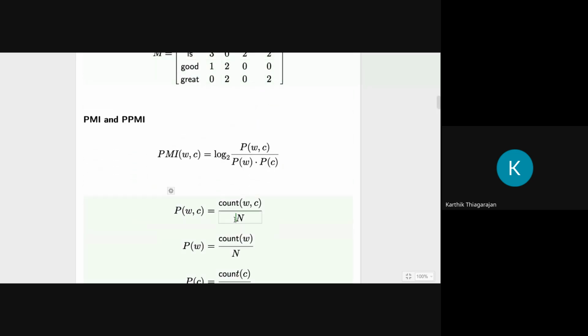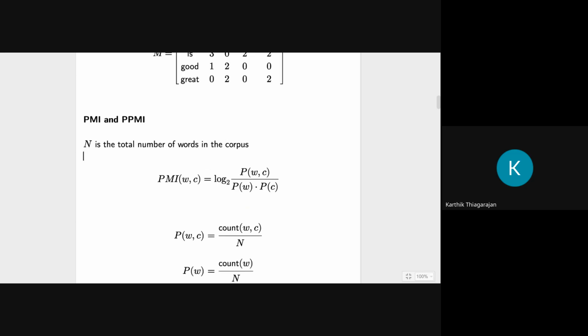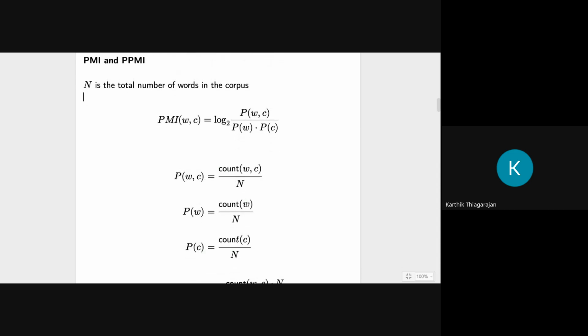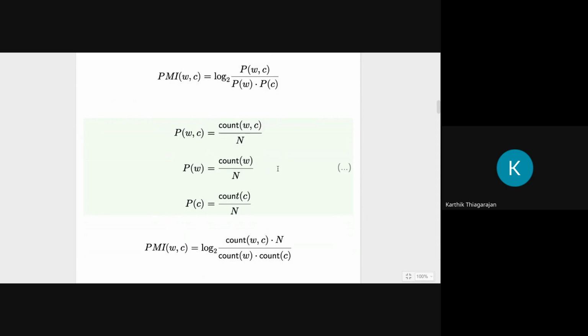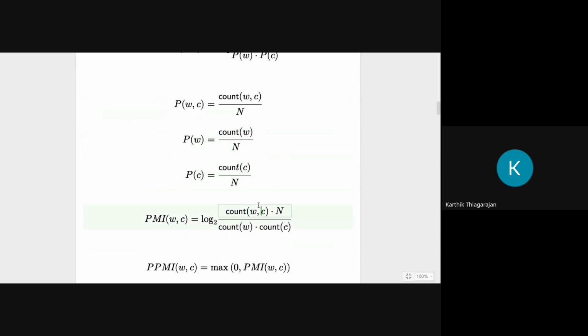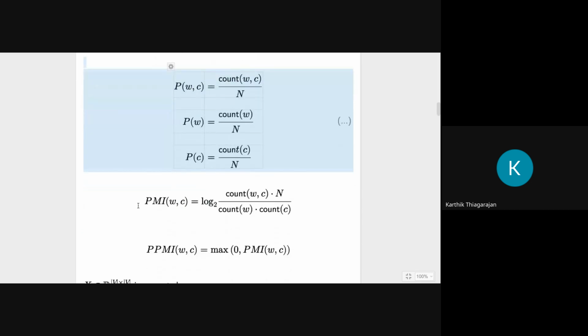Okay, and N is the total number of words in the corpus. Then you can just compute these values. Count of W is how many times W occurs, and so on and so forth. Now, if you take this ratio, you will end up with this formula. So it's easier to remember this formula and these three, so that way you can derive the PMI quite easily.